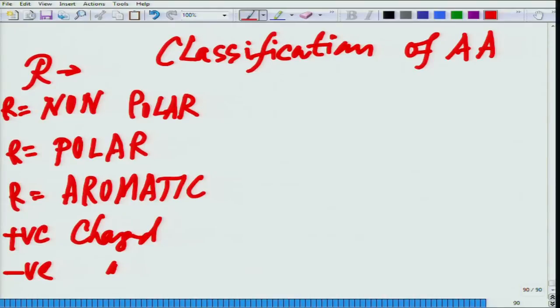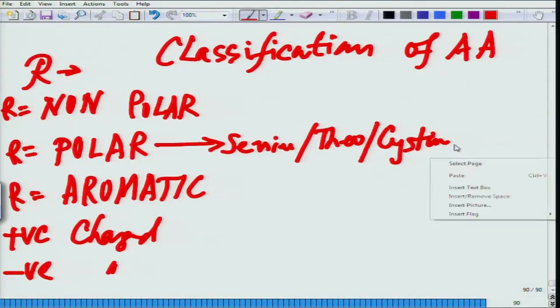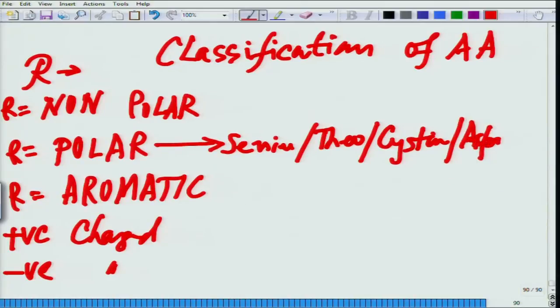Among the polar R groups, what we have is serine, threonine, cysteine, asparagine, and glutamine.